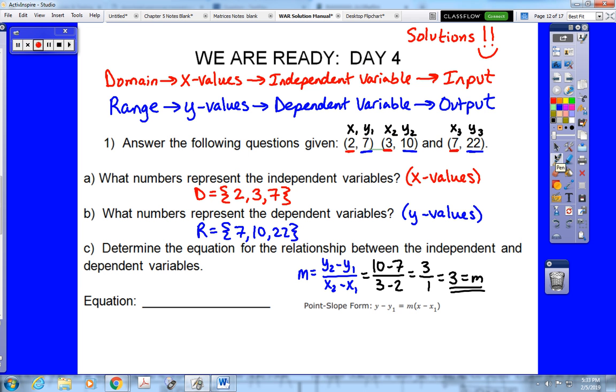So let's see here. That would be y minus y1, which is 7, equals m, which is 3, see, look right here, 3, times x minus x1, which is 2.